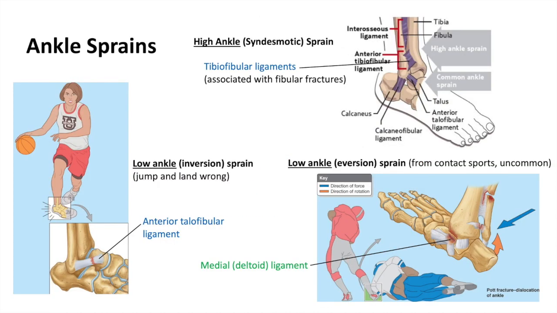Okay, so let's talk more about ankle sprains. So we'll start with this low ankle sprain. So if somebody jumps and they land wrong, again, this anterior talofibular ligament is the first one that's most likely going to tear. So when you're thinking about, okay, am I inverting or am I everting to make an ankle sprain and which one is going to affect, you have to think, so this person is inverting their foot.